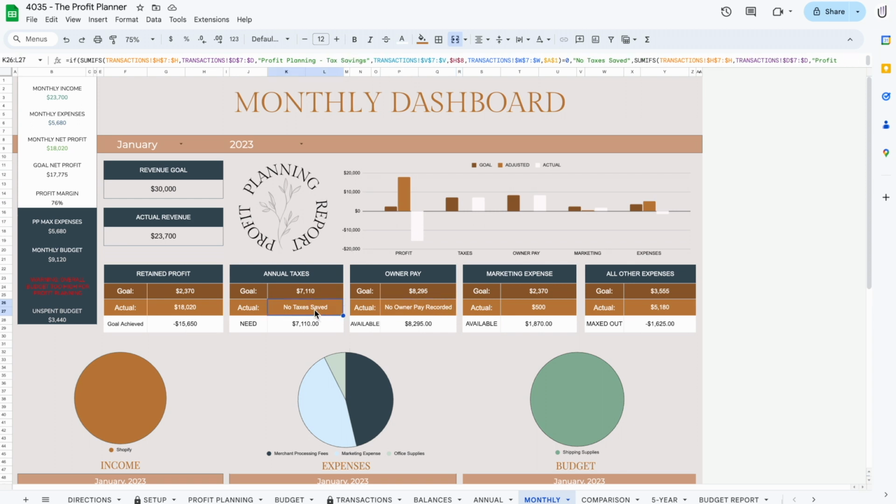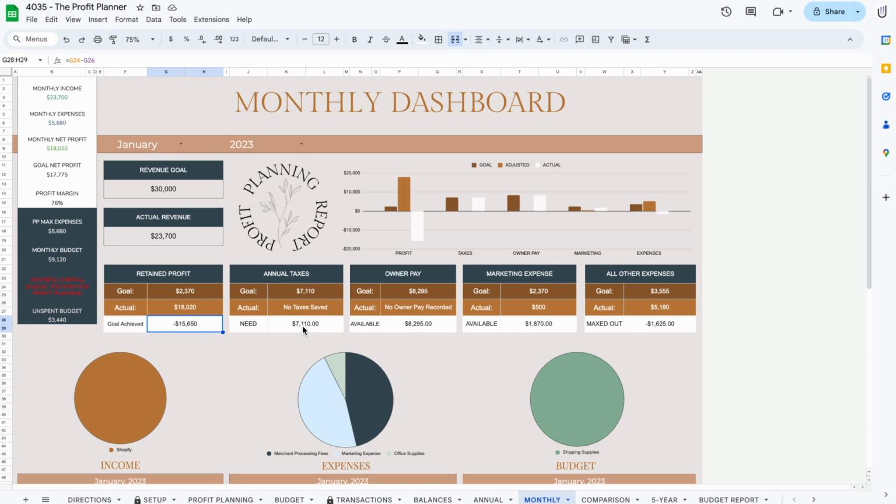So once you pay your taxes and once you pay yourself, then you're going to see what that value here is. So if we have $15,000 over what our profit retention goal is, you can easily see that 7 of that needs to go to taxes because you have to pay your taxes, and another 8,000 of that is available to you to pay yourself.